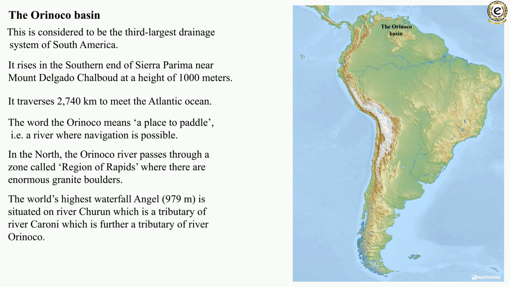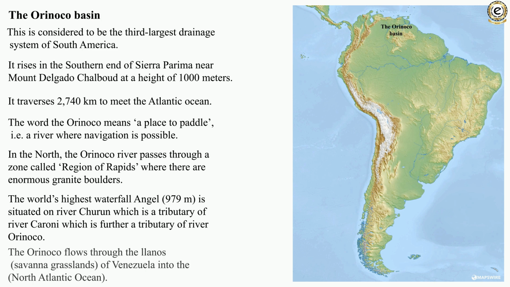The world's highest waterfall, Angel, is situated on the river Churun, which is a tributary of river Caroni and which is further a tributary of river Orinoco. So these three rivers are associated with the waterfall Angel, and these rivers are Churun, Caroni, and Orinoco. The Orinoco flows through the llanos of Venezuela into the North Atlantic Ocean.